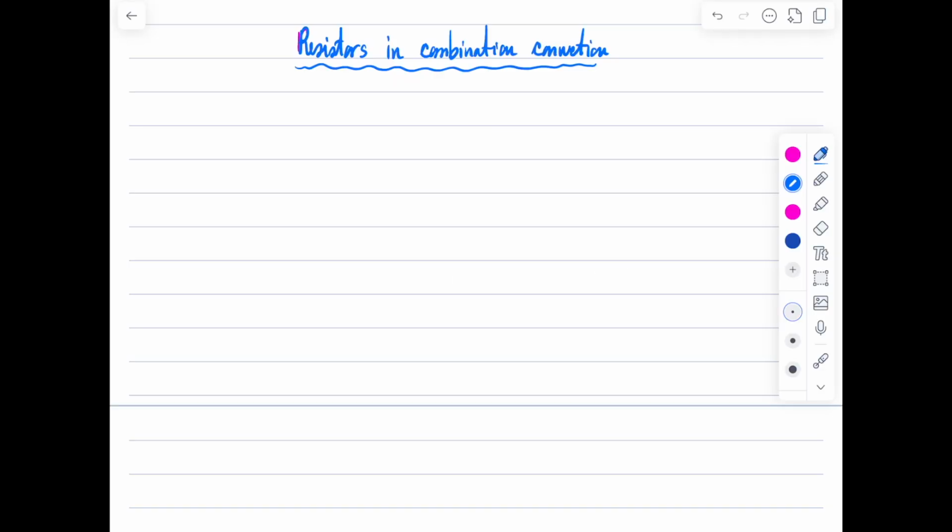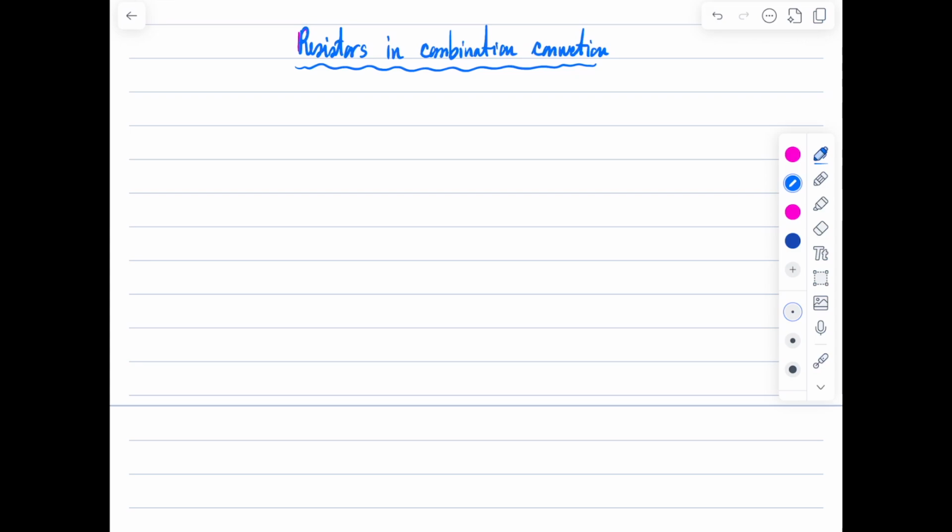Now that we did total resistance in series and in parallel, we're going to go into combination connections. That means you can connect resistors in series and parallel.